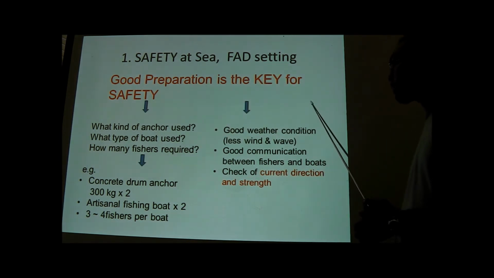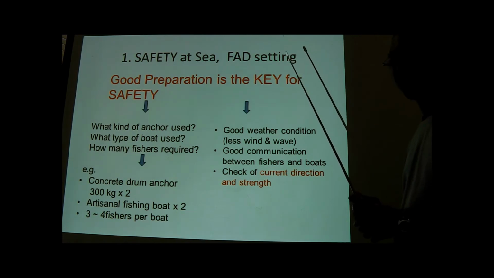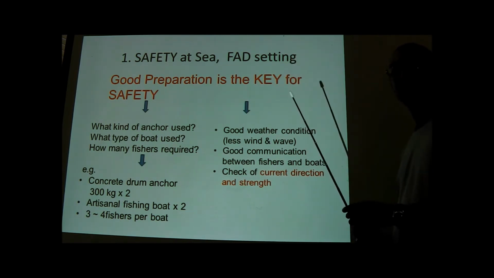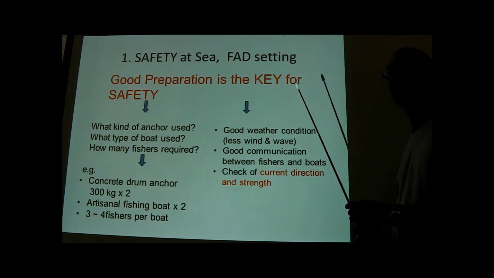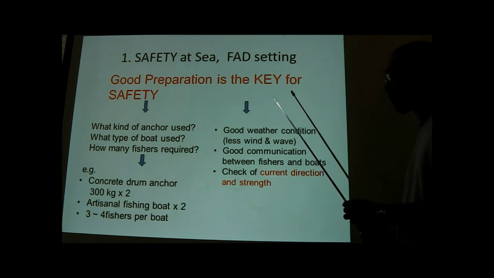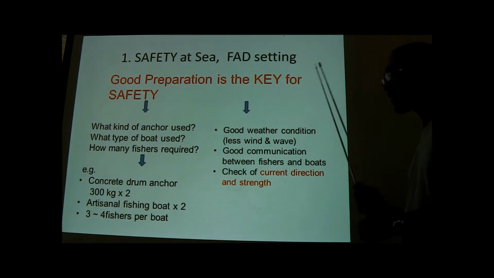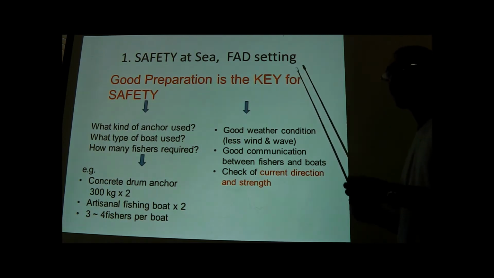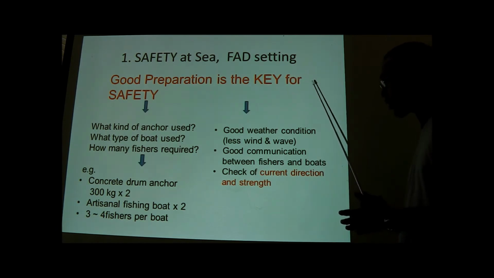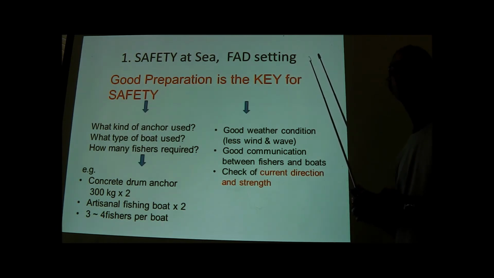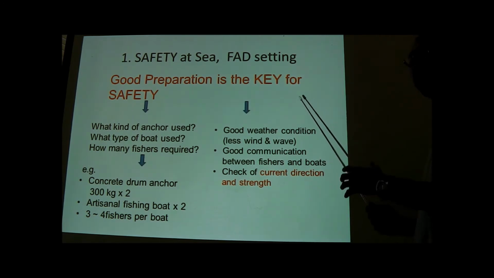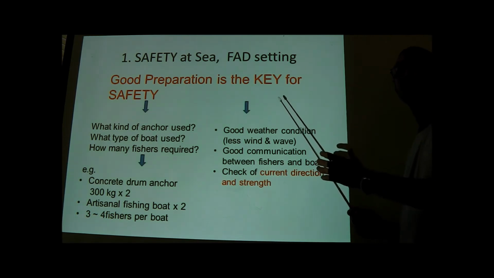On the physical aspects, the weather is of critical importance because most FADs are being deployed offshore and anchors can be very heavy in a small boat. For example, in countries like Dominica and St. Lucia, where the average fishing boat is about 20 to 25 feet, weather condition is paramount because the vessel which carries the anchor can move very slowly.